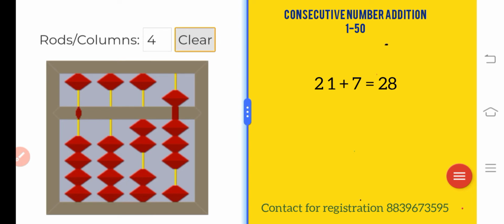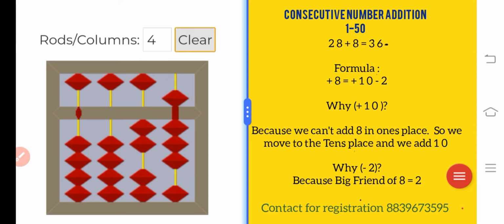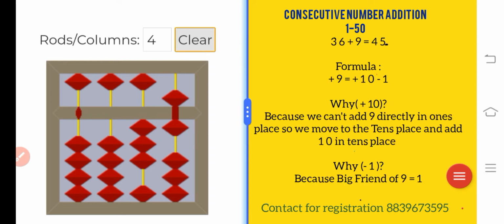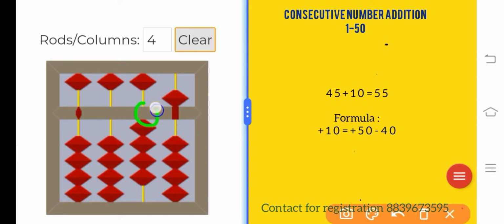Now we have to add 8. We can't add 8 directly, so we will use the formula, that is plus 10 and the friend of 8 is 2, so we will subtract 2. Now we will add 9. In the same way, plus 10 and minus 1. Why minus 1? Because the friend of 9 is 1. Now 10. So we add 1 bead here.